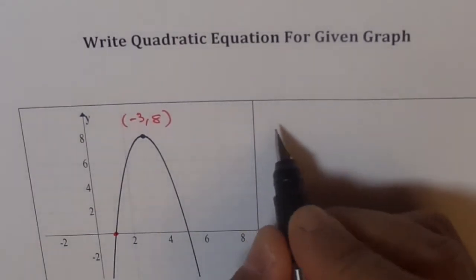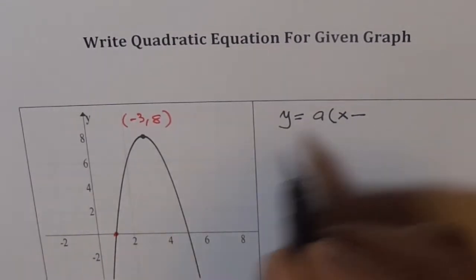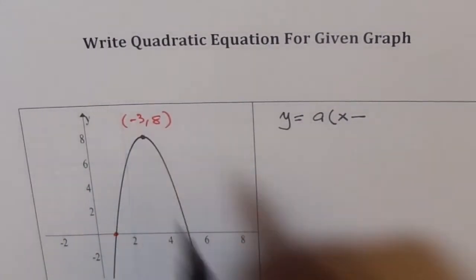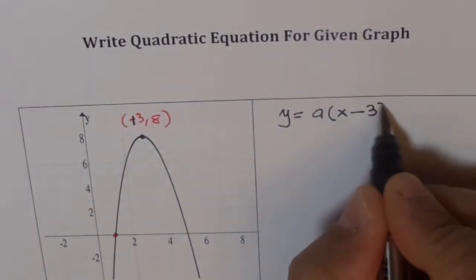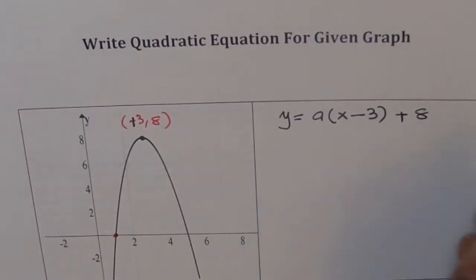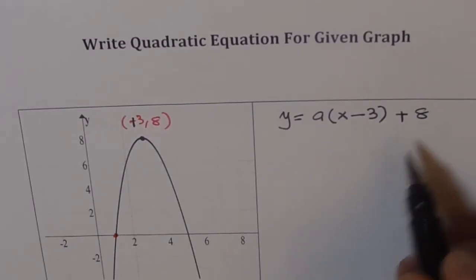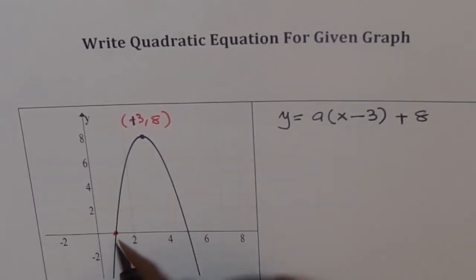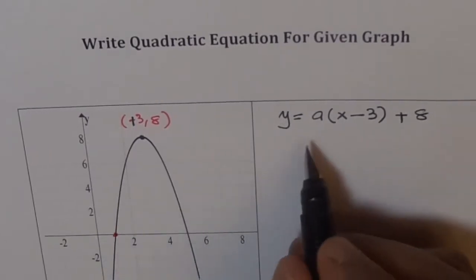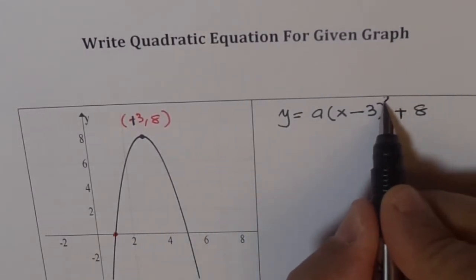In vertex form, we can write this as y equals a times x minus... So what is the x value here? -3, right? So it was plus 3. x minus 3, plus 8, correct? So that gives us the vertex at 3, 8, right? Yes. To find a, we need another point. The point which I have selected is the x-intercept. So the x value is 1 and the y is 0. Once I plug in 1 for x and 0 for y, we can find the value of a.